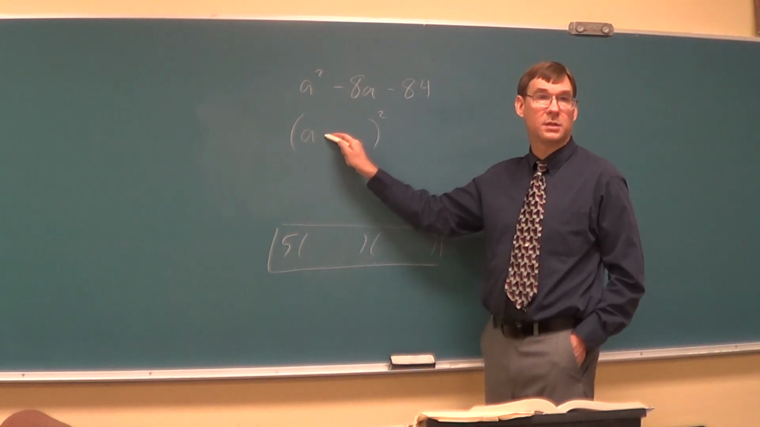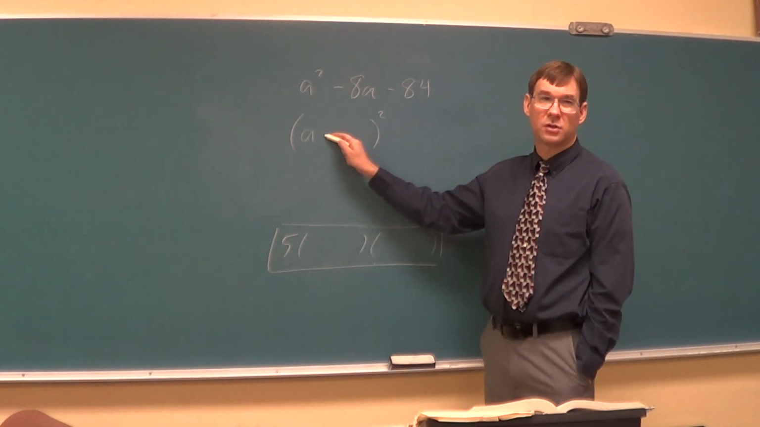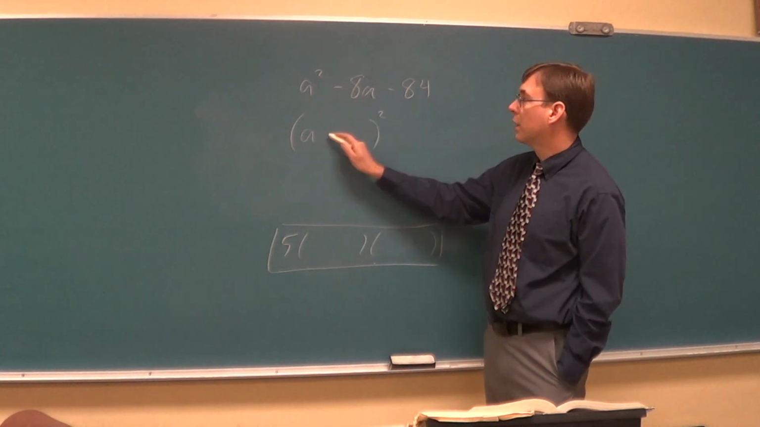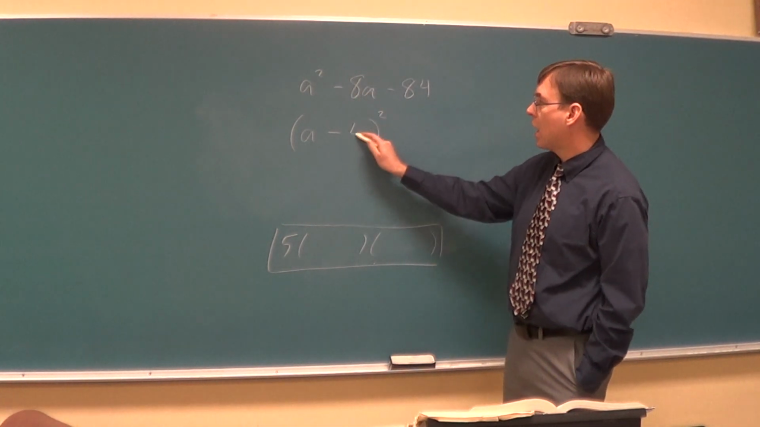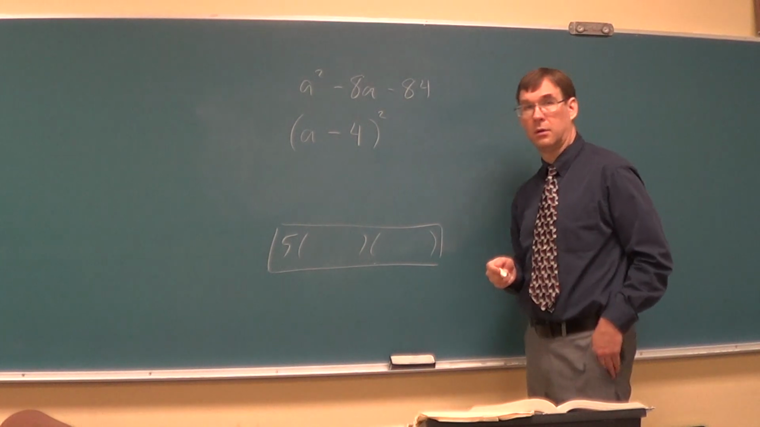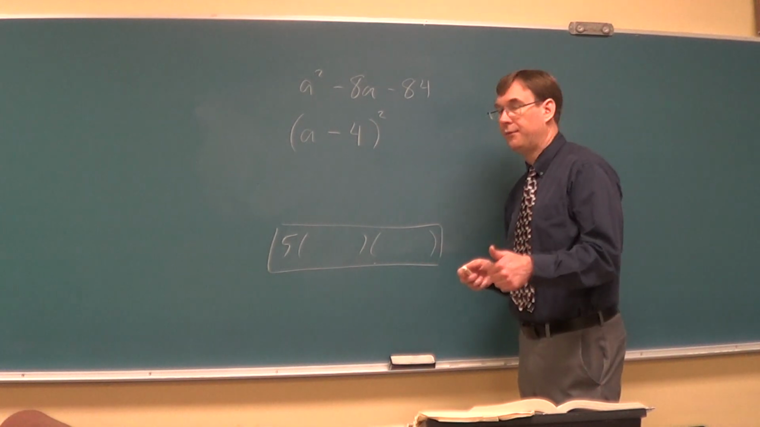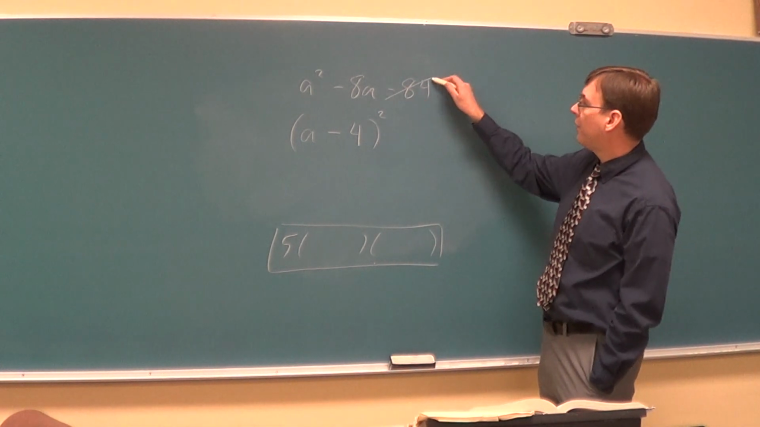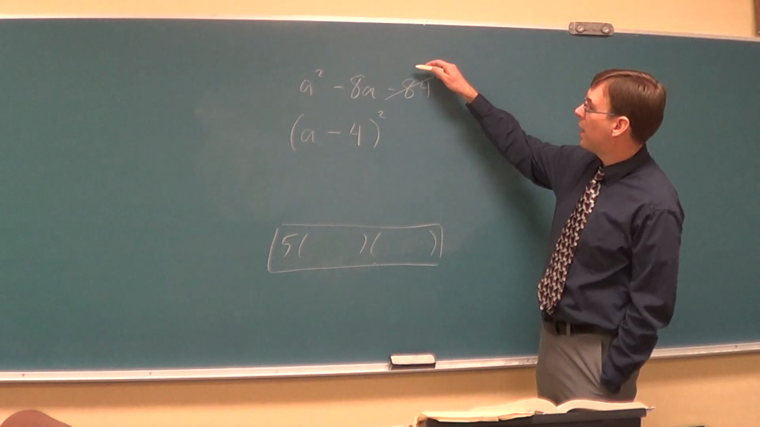Somebody jump in and help us? Plus 4. That's close. Minus 4. We're going to copy the sign, and I'm going to go half of that number. Okay. You okay with that? Yeah. Okay, then I don't want the 84. Who do I want?